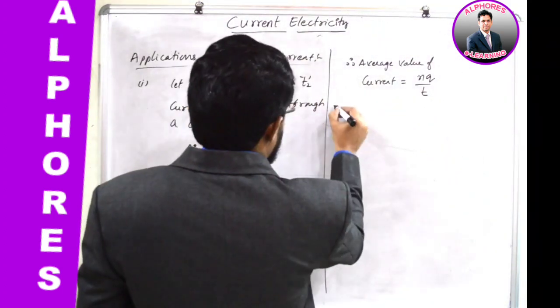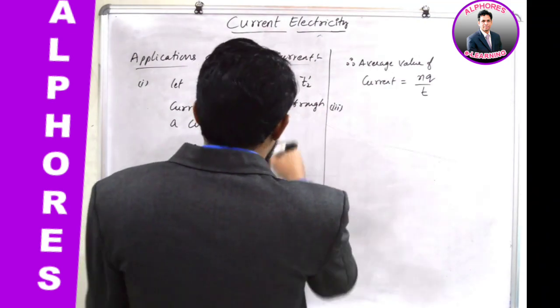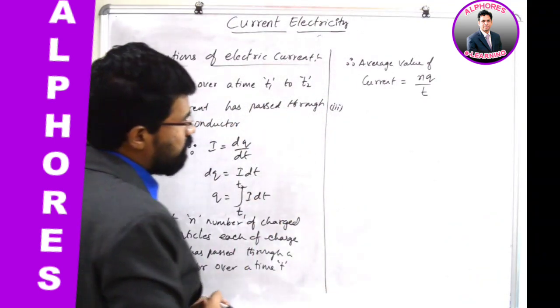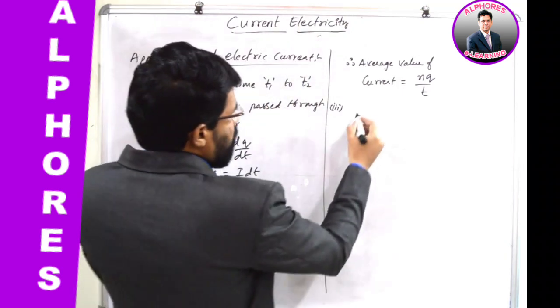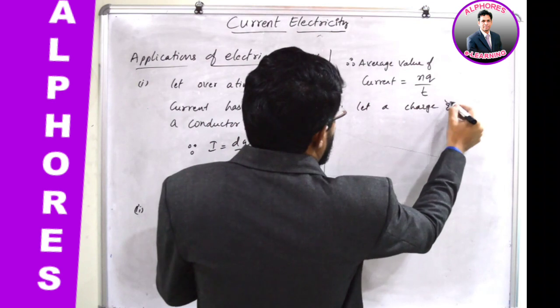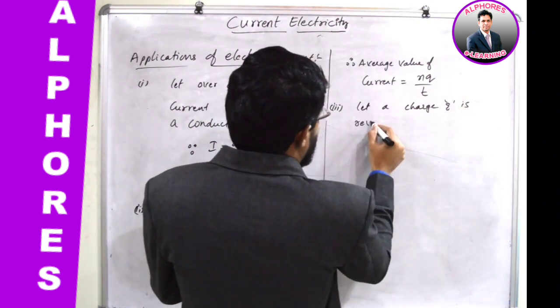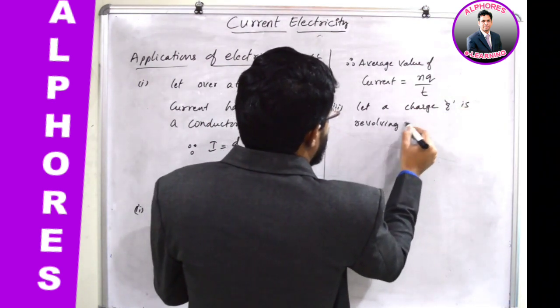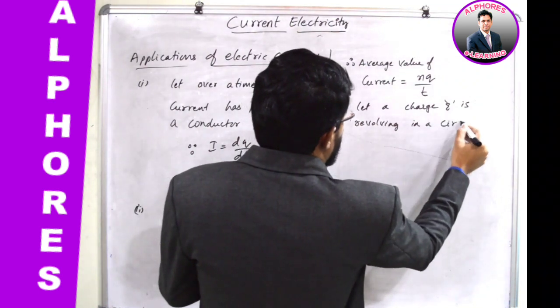I'll describe one more situation. This one is a little important. Let a charge q be revolving in a circular path.